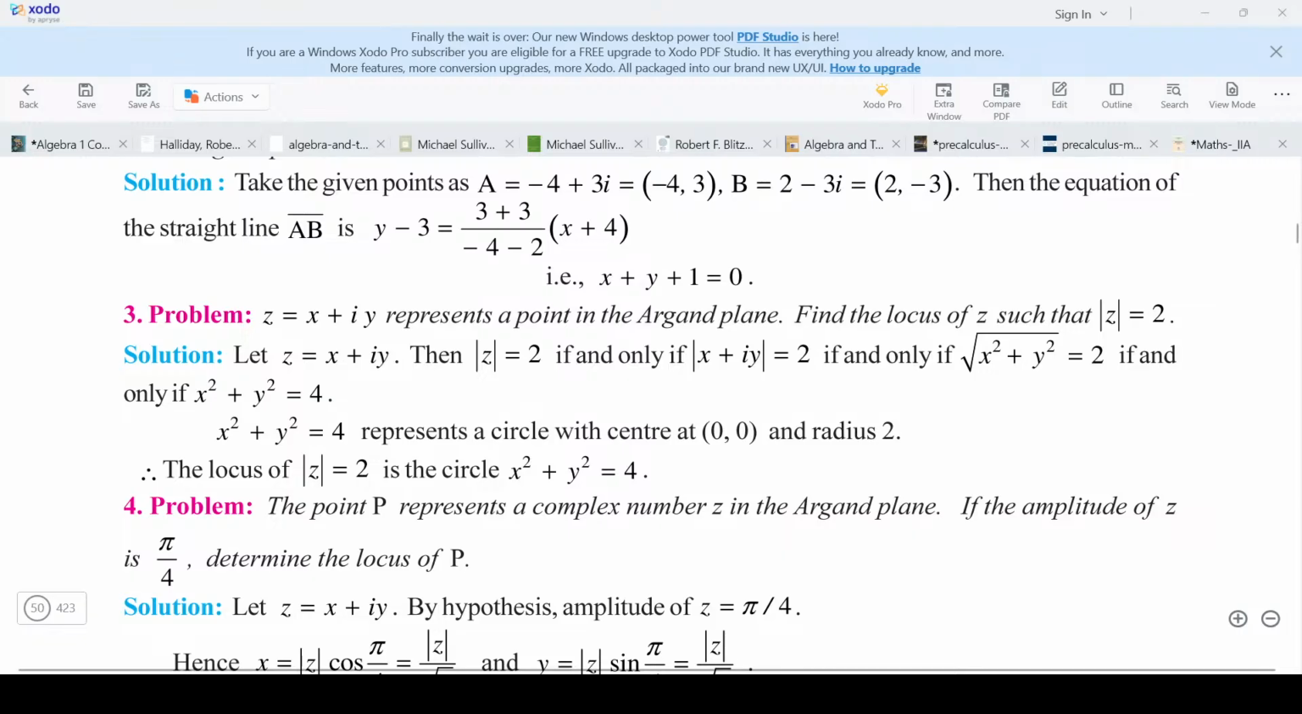x plus iy, locus of z, mod z equals 2. What does that mean? Mod z equals 2. What is this locus?